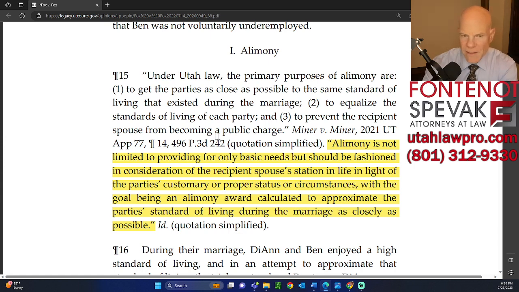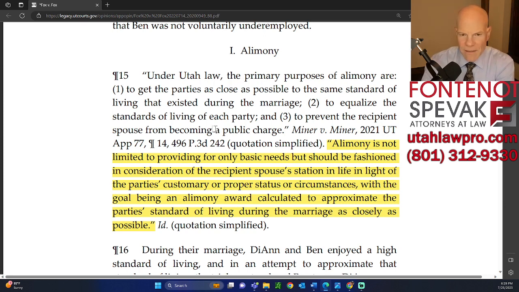Right now, we're just going to talk about the 3-step process that the court is going to use to determine what the appropriate alimony amount is that the court should award. Alimony is not limited to providing for only basic needs, but should be fashioned in consideration of the recipient spouse's station in life in light of the parties' customary or proper status or circumstances, with the goal of being an alimony award calculated to approximate the parties' standard of living during the marriage as closely as possible.